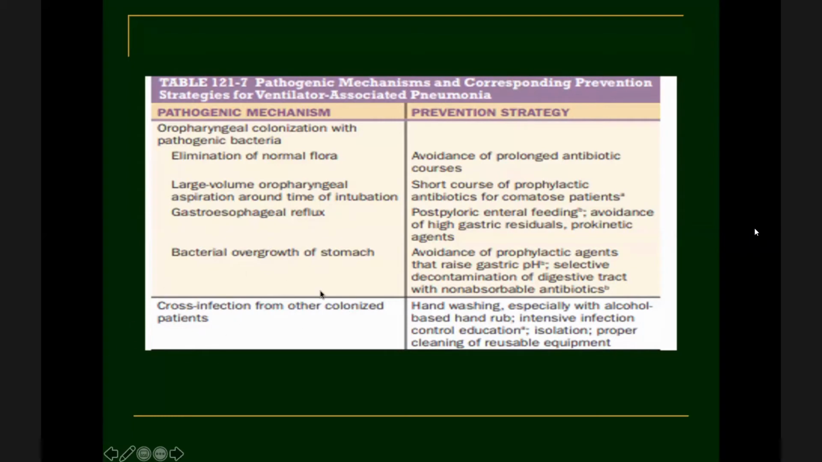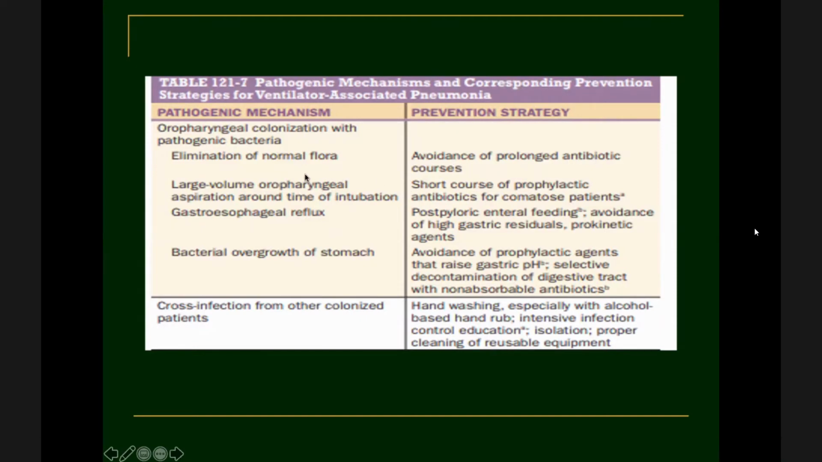Okay, so cross infection. You are the carrier of this infection, and you are infecting the patients in the ICUs or in the hospital also. So what are the prevention strategies? Elimination of non-flora: mainly we have to avoid prolonged antibiotic courses. We are not going to give antibiotics for a prolonged period, 14 days, 20 days and all these things. So we have to avoid the prolonged antibiotic courses.